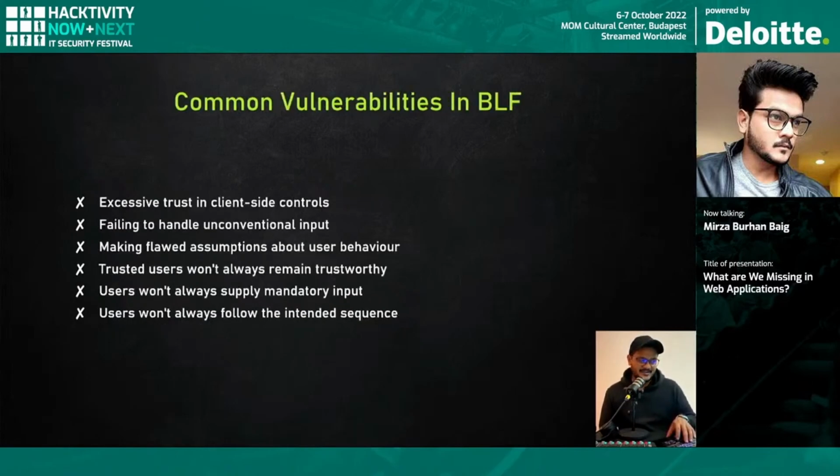So let's move forward. Common vulnerabilities in business logic flaws. What are the common vulnerabilities and what are you looking for? One of the most important things is that you trust your client. Excessive trust in your client-side controls: I have asked for the email, so they will provide me the email. No, that won't happen every time. A trusted user won't always remain trustworthy. For example, if I follow the intended sequence ABC, and do ABC one, two, three, four, five times, but now I manipulate your script and jump from A to C. So as a developer I have to look for all the combinations, and no user is trusted in my application. So users won't always follow the intended sequence.